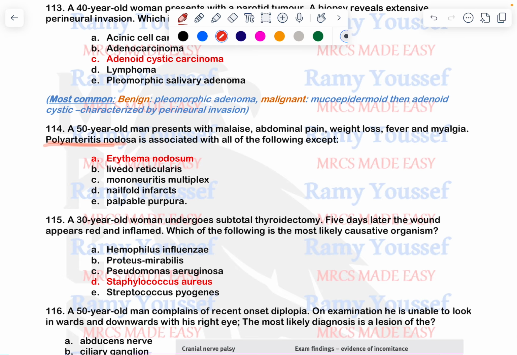A 50-year-old man complains of recent onset diplopia. On examination, he is unable to look inward and downward with the right eye. What is the most likely lesion? SO4.